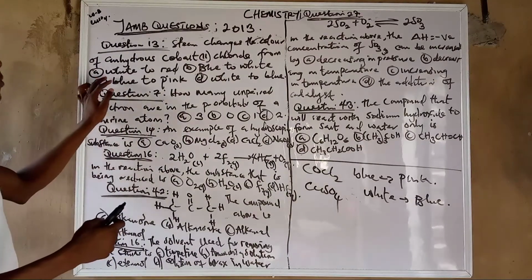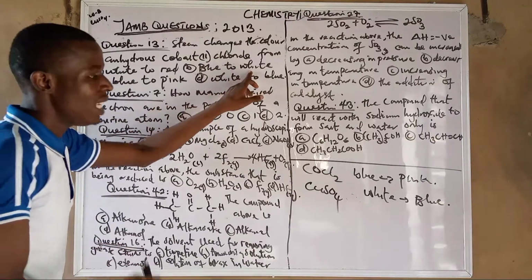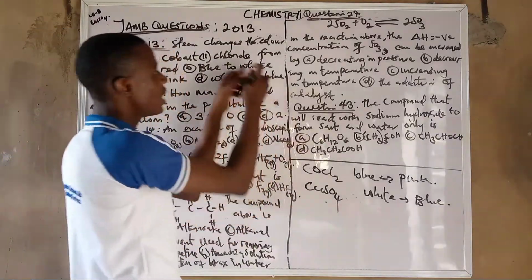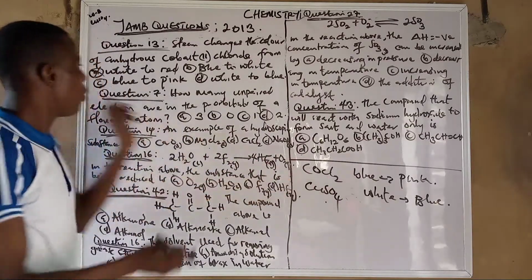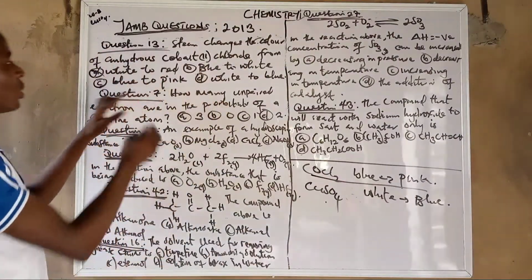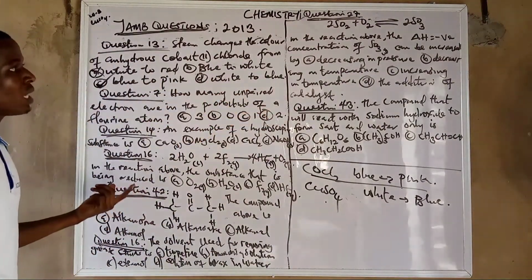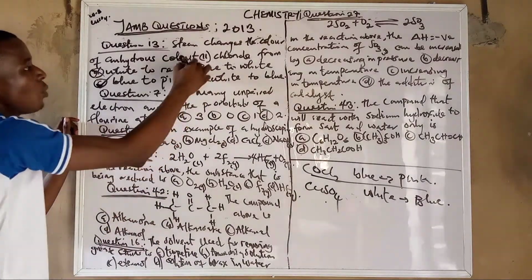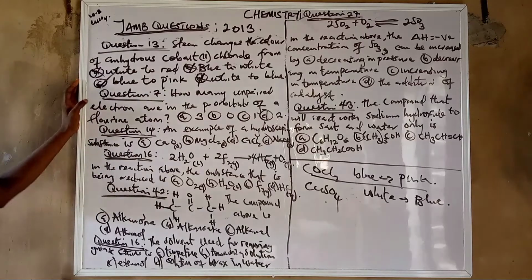So from this option, we have white to red. This one is out. Blue to white, if it is copper-2 sulfate, this option is totally right. But it is cobalt-2 chloride. So from here, they now said blue to pink. You can see blue to pink. The correct option is option C. You now still say white to blue. Hope you get what I'm saying. So these options are totally wrong. The correct option is blue to pink.